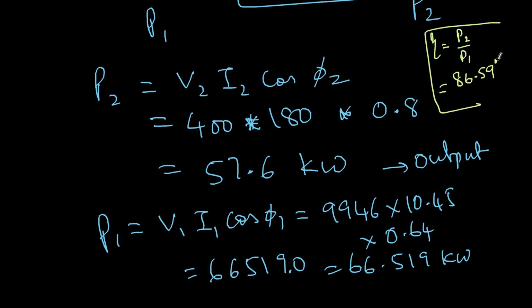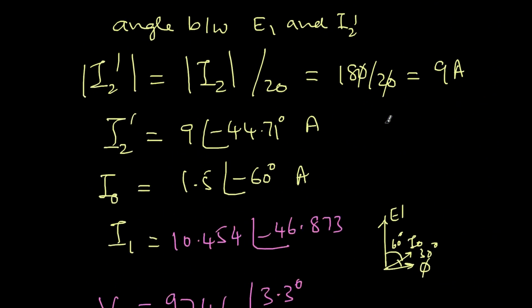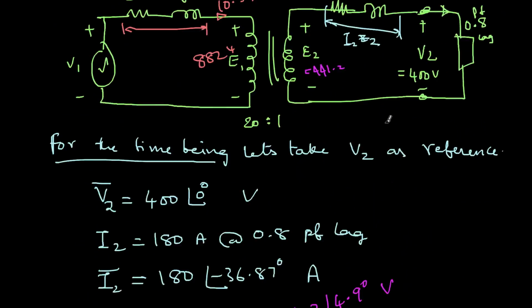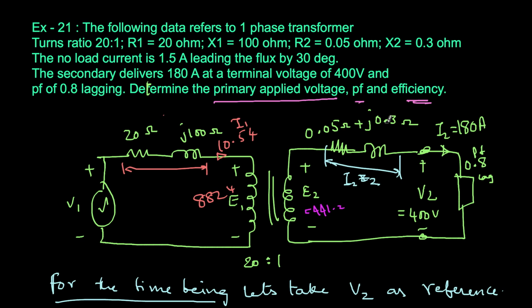So this might seem a little low, but actually for a practical transformer, the efficiency is as high as 95, 96, or even 98%. So transformers are highly efficient. I hope you learned something from this problem. So let's do more.